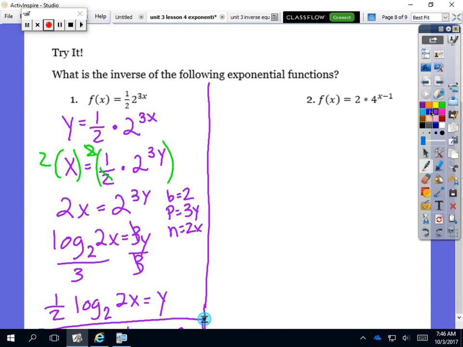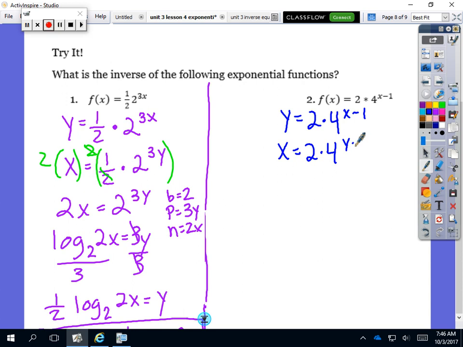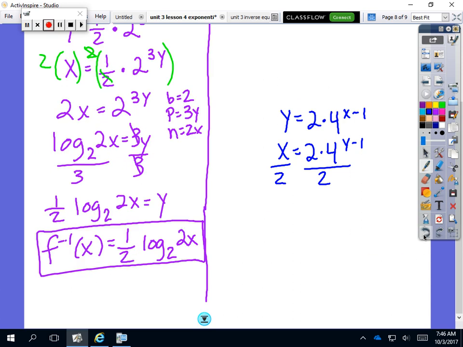Okay, and then the second example, we have y equals 2 times 4 to the power of x minus 1. So x equals 2 times 4 to the power of y minus 1. I need to isolate my b to the p. So this is the b to the p. This is my coefficient. So I divide by 2. So I have x over 2 equals 4 to the power of y minus 1. So b is 4, p is y minus 1, and n is x over 2.